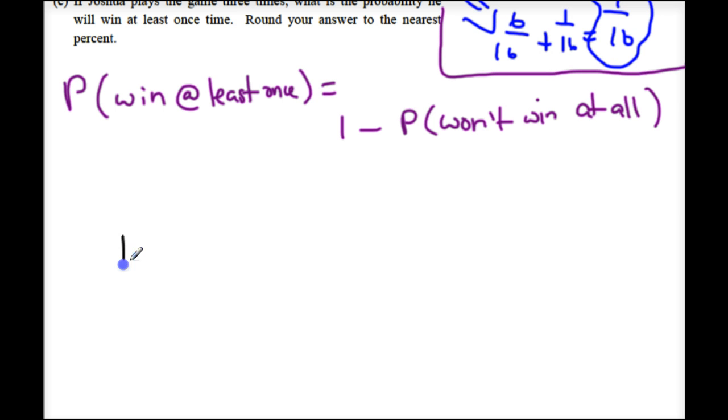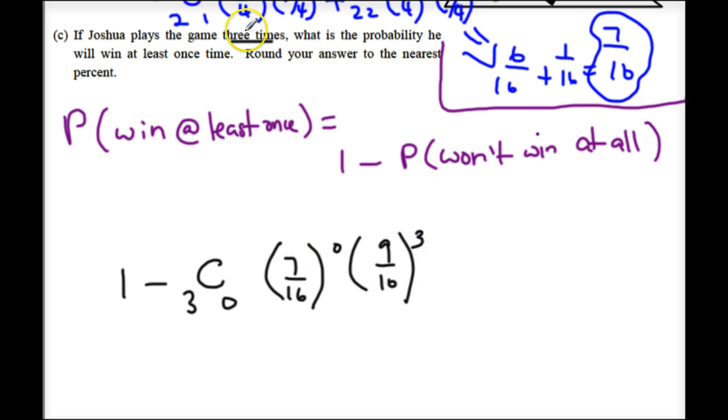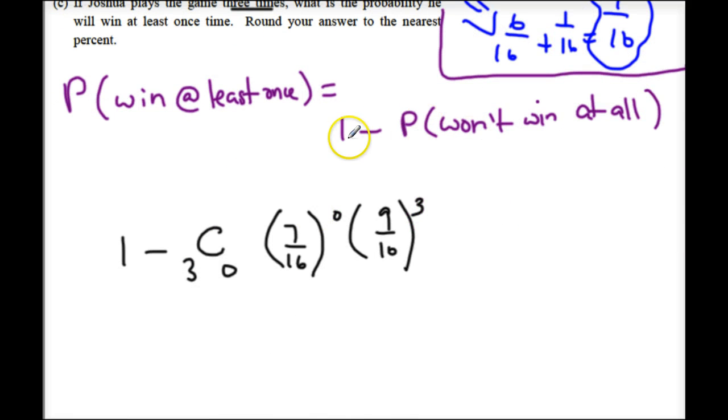So it's going to be 1 take away, he's playing 3 times, 3 choose 0, and he's losing. We know that the probability of winning is 7 out of 16, and then this will be 9 out of 16. How did I get this? The probability that he won't win. Remember, in part B it says determine the probability that he wins once. So 7 out of 16 is what he's going to win, and we want the probability that he won't win, so that means it's 0.